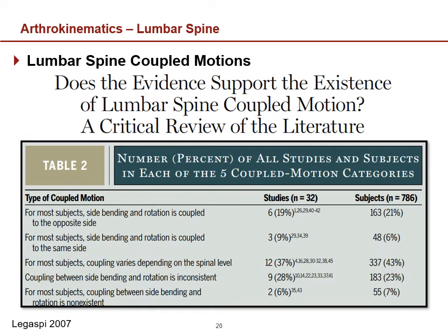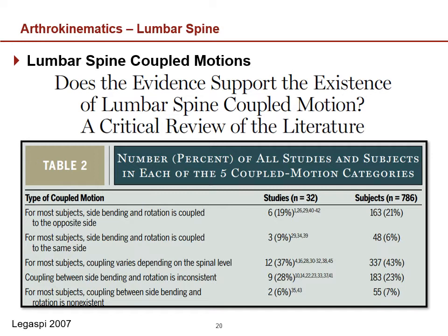Okay, so does the evidence support the existence of lumbar spine coupled motions? A critical review in JOSPT in 2007. And you can see the number or percent of the studies and the subjects in each of the 5 coupled motion categories. Just orienting you to that first column, type of coupled motions. For most subjects, side bending and rotation is coupled to the opposite side. For most subjects, side bending and rotation is coupled to the same side. So essentially you can put in type 1 coupling and then type 2 coupling.